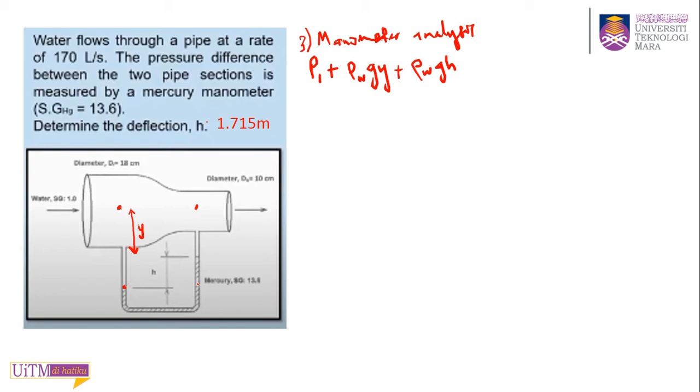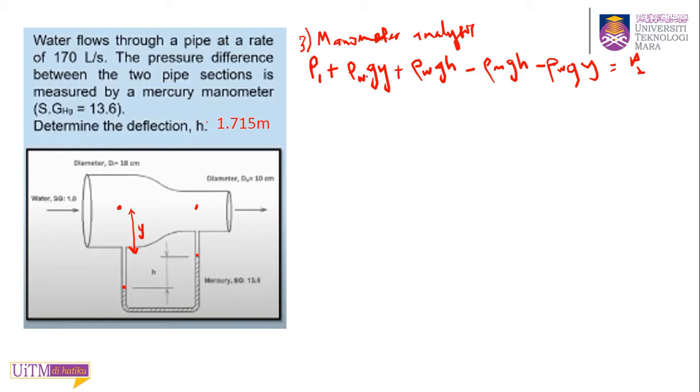You can transfer your point to the other side horizontally, and you go up, so that's minus rho of the mercury times G times H. Then minus, here, and you end your point at point 2, so this y, so rho of water times G times y, and this is equal to P2.